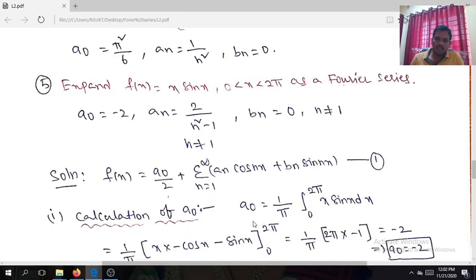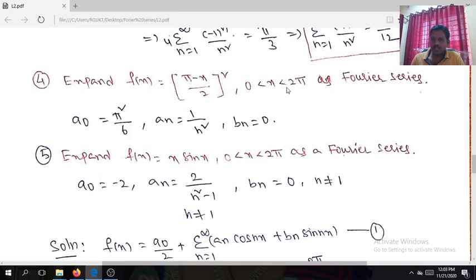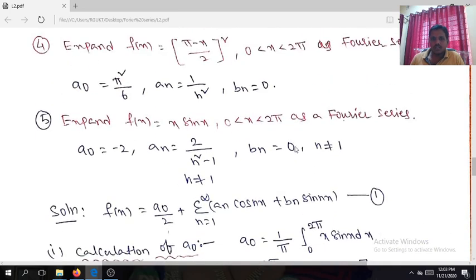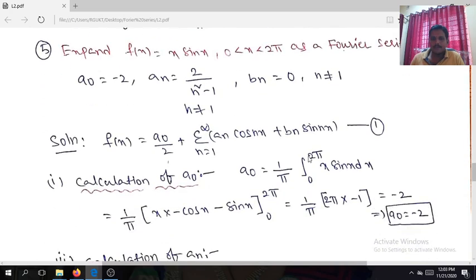Calculation of a naught. A naught is equal to 1 by pi integral 0 to 2 pi x sin x dx. Here your limits are different. You don't think about even or odd. Before it was minus pi to pi, here also you don't think about even or odd, right? Here the interval is different. 0 to 2 pi is there. It is the interval of x. A naught equals, this is the formula, x sin x dx.